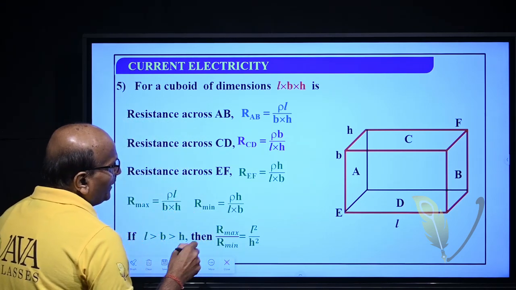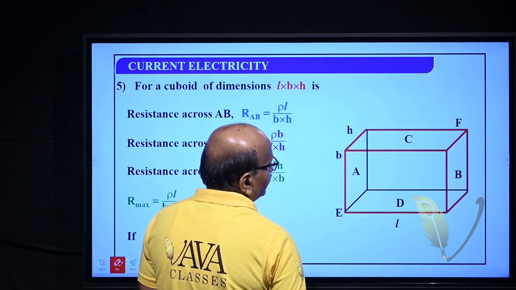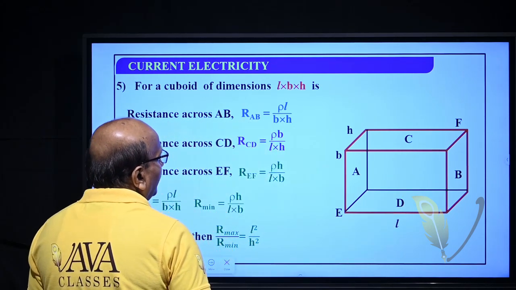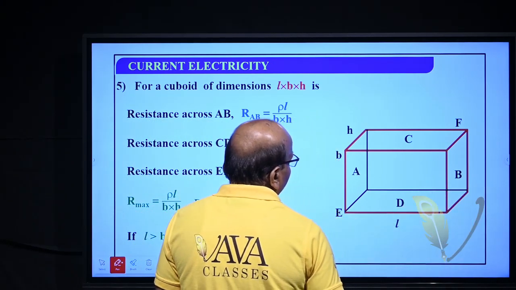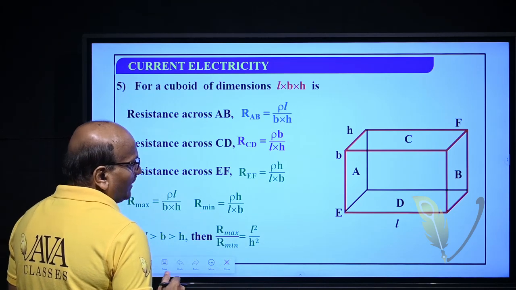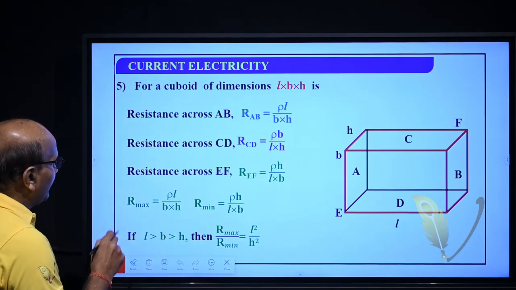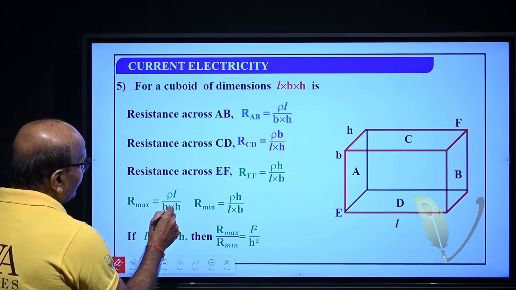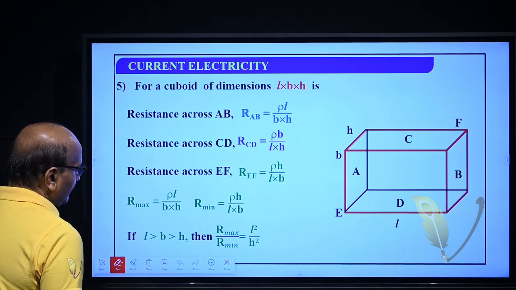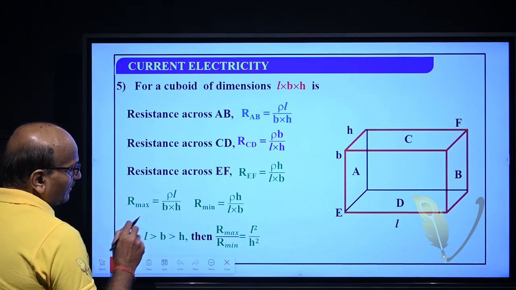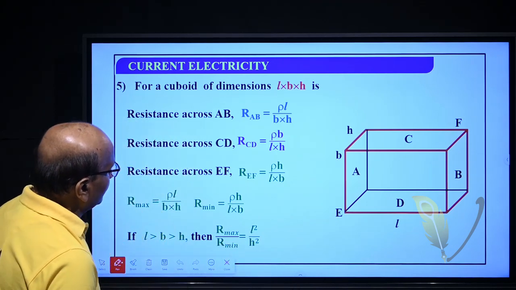And in the case of EF, this is the EF. Then in the case of EF, this much height is the length, so rho H by L cross B. And R maximum is equal to rho L by B into H, and R minimum is rho H by L into B. If L greater than B greater than H, then R maximum by R minimum is equal to L square by H square.